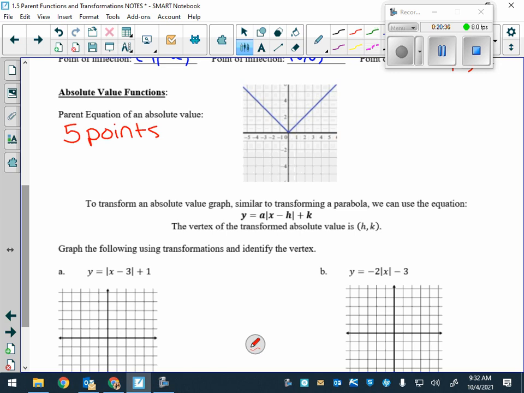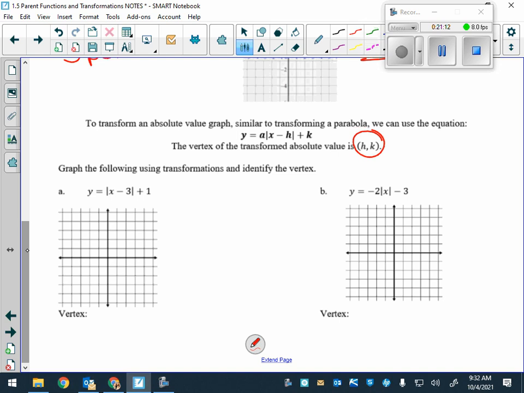Okay, so absolute value functions are very similar to quadratics. They have a vertex, which we use HK. HK is our vertex. The same letters apply, A, H, and K. However, with absolute value, the A value, you could use slope for. Okay, the A value, you could use slope for. Absolute value is by far one of the easiest to remember and do. So we're going to jump right into this.